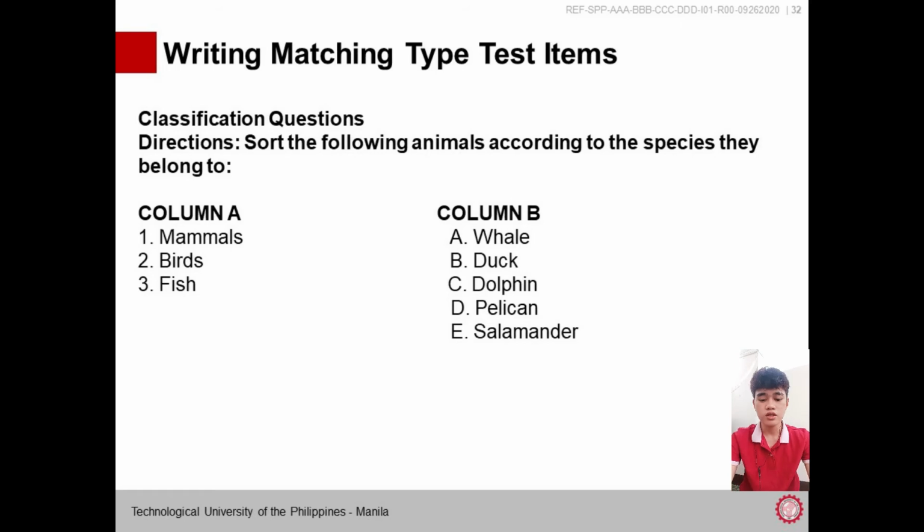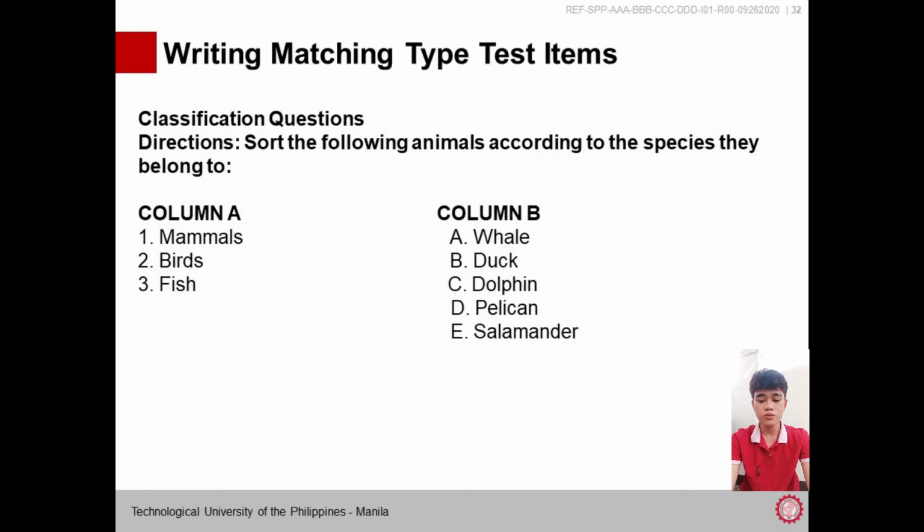So as we can see, number 1 is mammals. So what are the mammals in column B? In column B, the mammals here is the salamander. There is one answer.